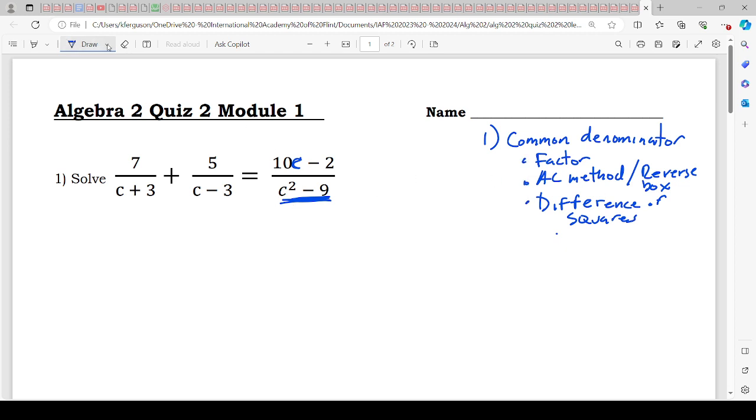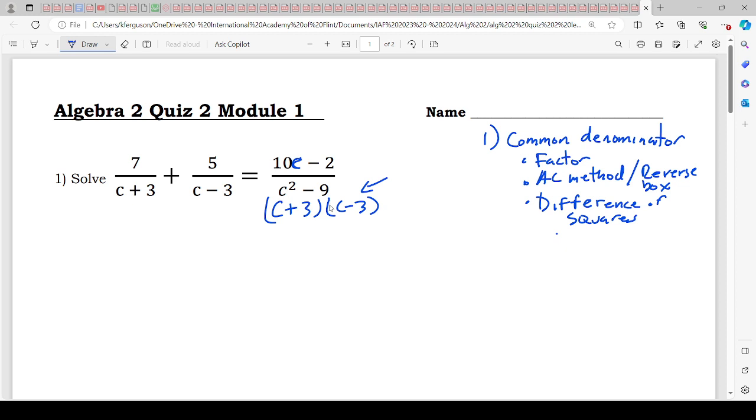In this case, I could factor it or I could use the reverse box method, but the bottom line is the difference of squares works the easiest. C squared, that's a square. 9 is a perfect square. So the difference of squares tells us that this factors to C plus 3 and C minus 3, which is exactly what I have. So that lets me know that this is my common denominator.